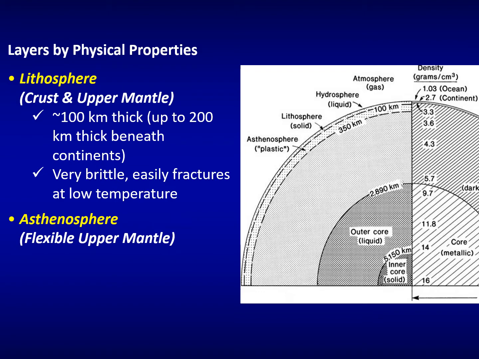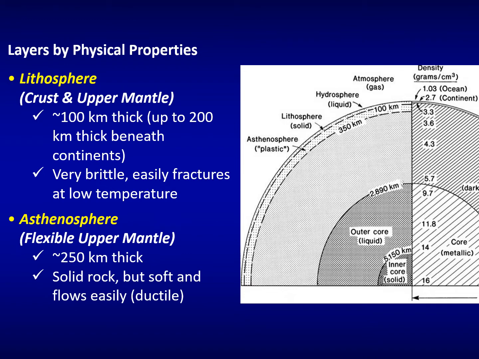There is a solid rock layer below the lithosphere, but that rock is so superheated and under so much pressure that it actually moves quite a bit. It's very ductile or malleable, and it's called the asthenosphere. This is a flexible part of the upper mantle that the lithosphere rides atop, and these are our two most important layers to really understand plate tectonics, which we'll talk about next time.